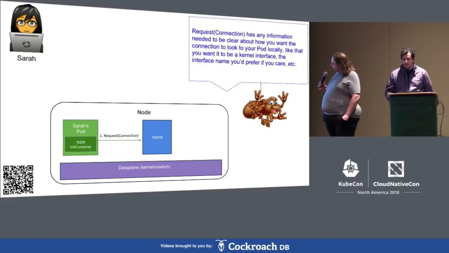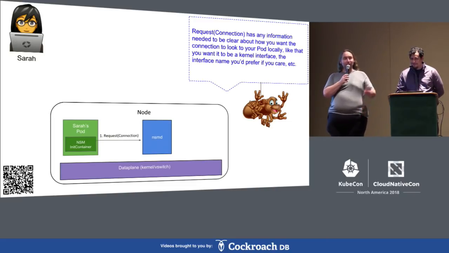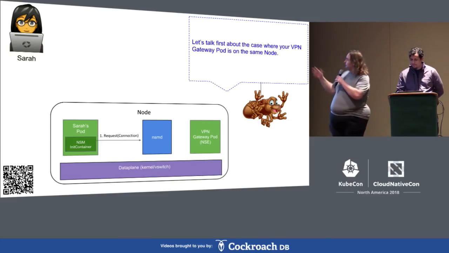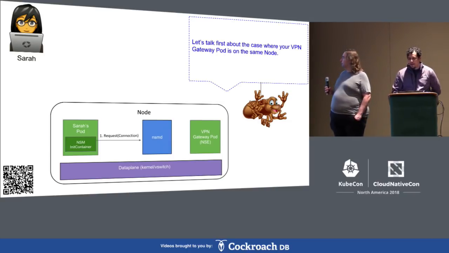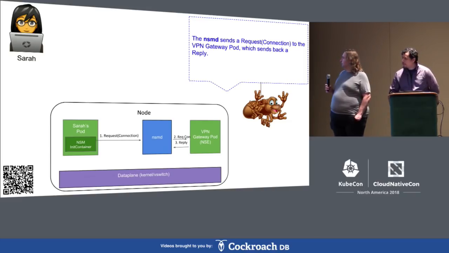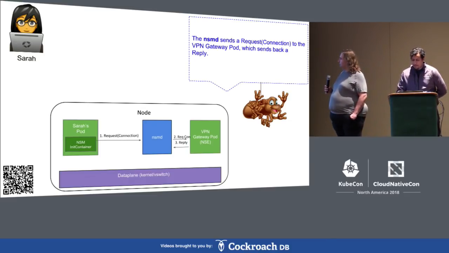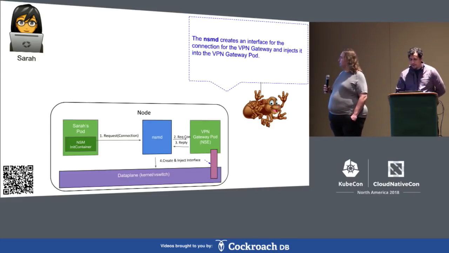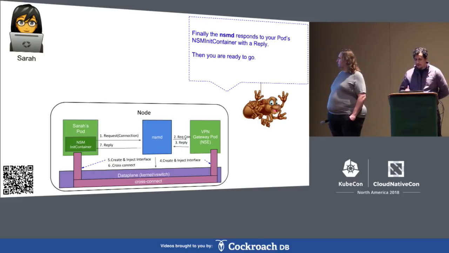She also specifies whether she wants a kernel interface or some other thing like vhost user or MIF. And in the case of somebody like Sarah, you're always going to want a kernel interface. You're an app developer. But if you're writing a network service endpoint or a CNF, you can ask for more complicated things. Okay, so we'll start off with the simple use case of what happens when your VPN gateway pod is on the same node. So we get the request connection. The request connection gets forwarded to the VPN gateway pod, which then accepts or denies. And upon accepting, it includes information such as what IP addresses should be set up, what routes, and so on. It then creates and injects an interface into the VPN gateway pod, and then creates and injects the interface into Sarah's pod, performs the cross-connect in the data plane, and then responds back to Sarah saying that you are good to go.